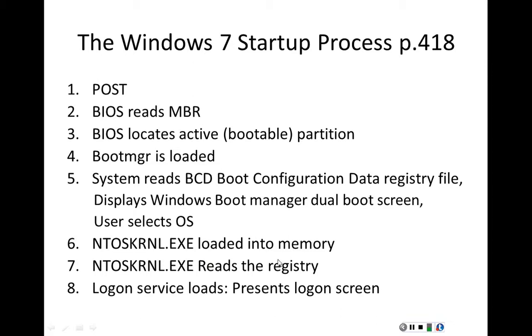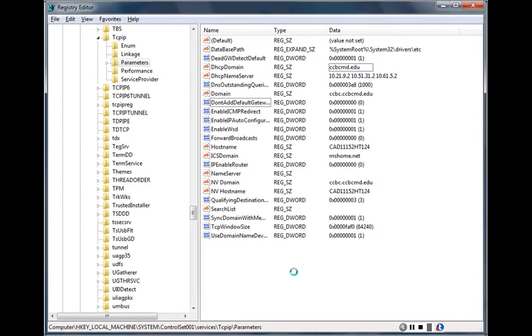After the operating system is loaded into memory, the operating system reads the registry so it can learn its own name and IP address. The registry, as you know, there's the registry editor, is a configuration file that has all configuration parameters, such as the computer's DNS name and the computer's IP address.